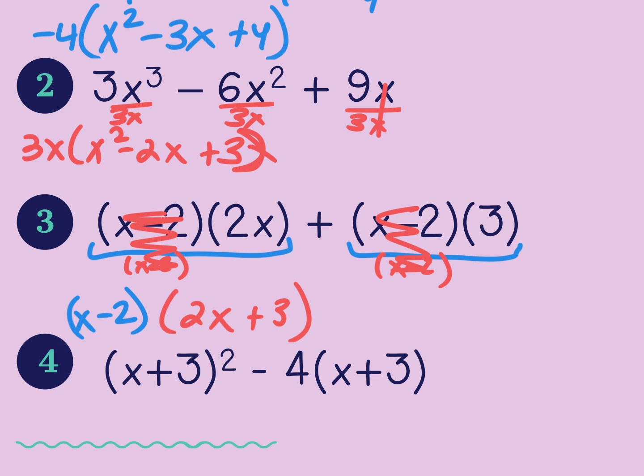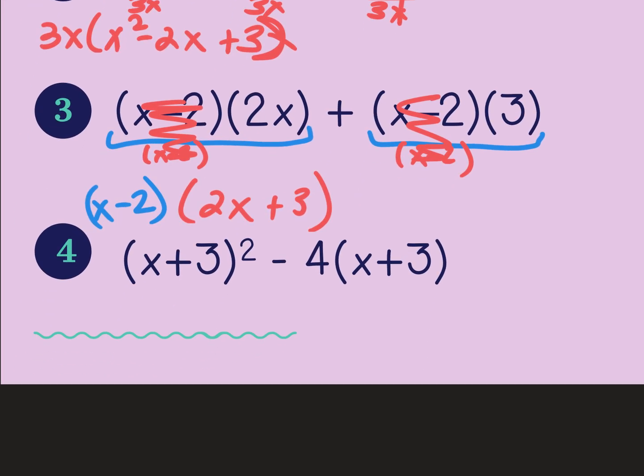All right, what's another way, or what could we do here? What do you guys notice? What does the x plus 3 quantity squared mean? How many x plus 3s are here? There's 2. So if you need to write them out, write them out. Minus 4 times x plus 3.